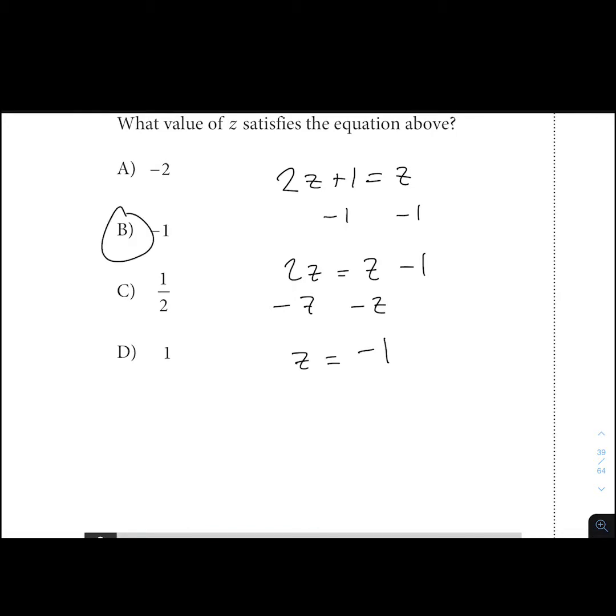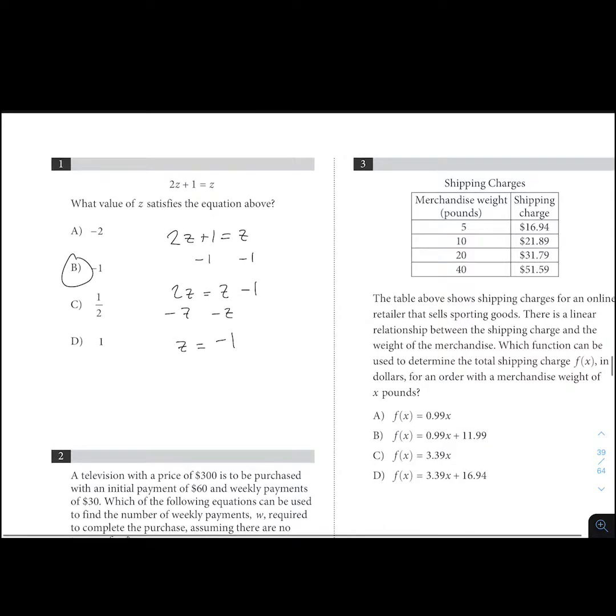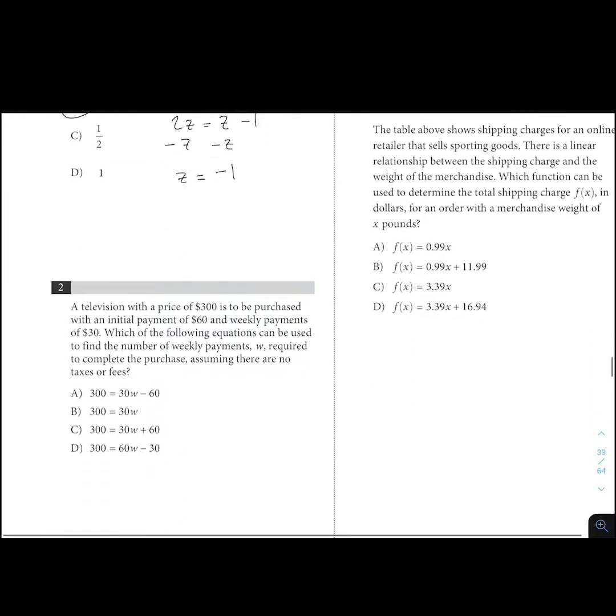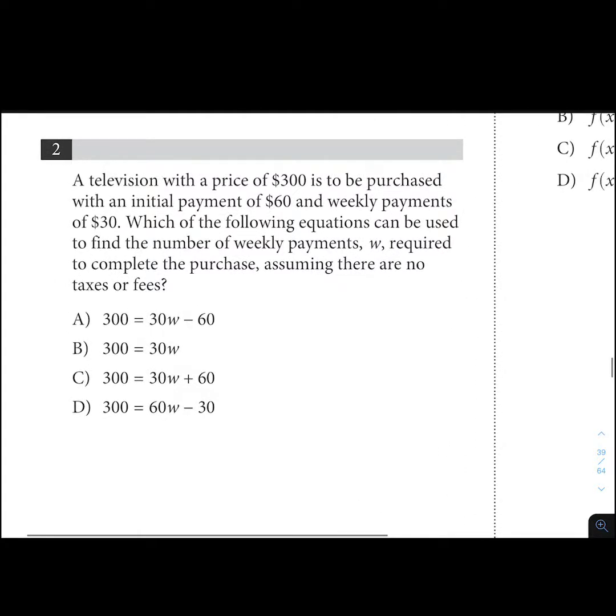Usually with the non-calculator section, you see a lot of simple arithmetic. So answer number 1 would be just B. And if you want to, you could plug in -1 into your equation to verify it's correct, but we don't need to do that. Look at number 2.